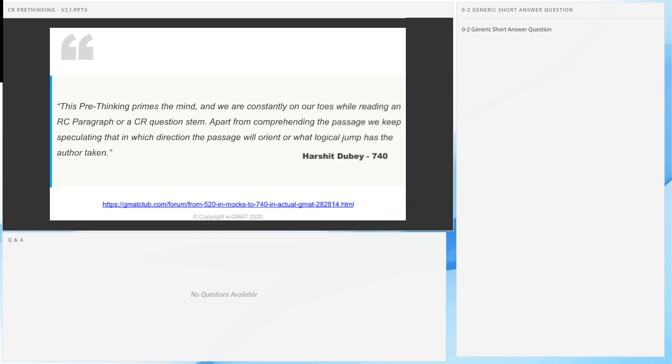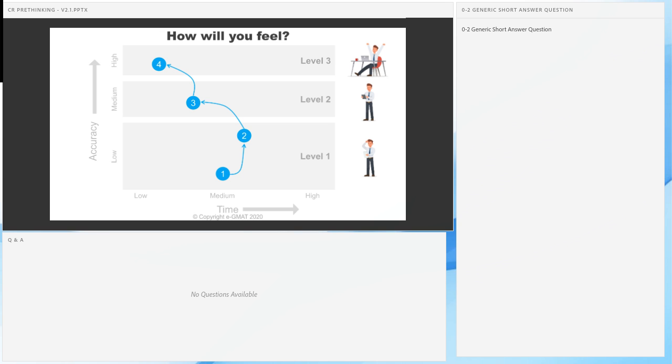There's a guy who went from 520 in mocks to 740 on the actual GMAT and says pre-thinking primes the mind, and we're constantly on our toes while reading an RC paragraph. So pre-thinking is really important in RC as well, or an RCR question stem. Essentially, it makes sure that you stay razor sharp.